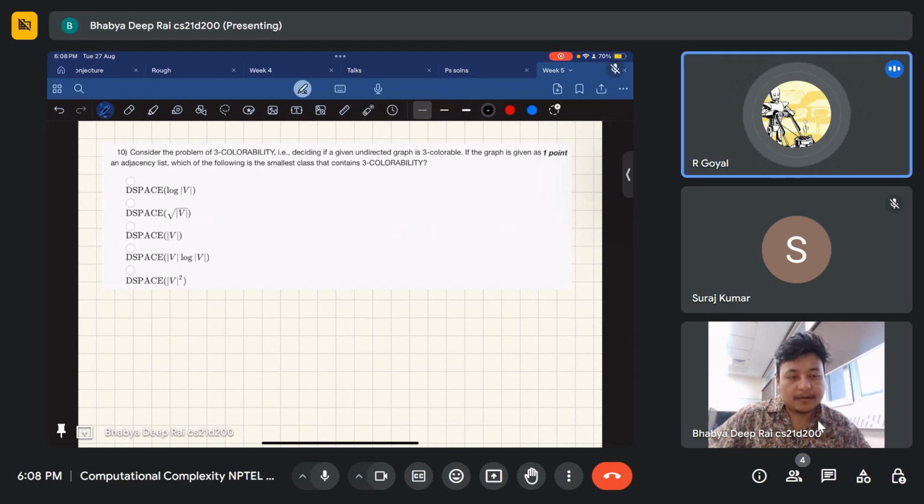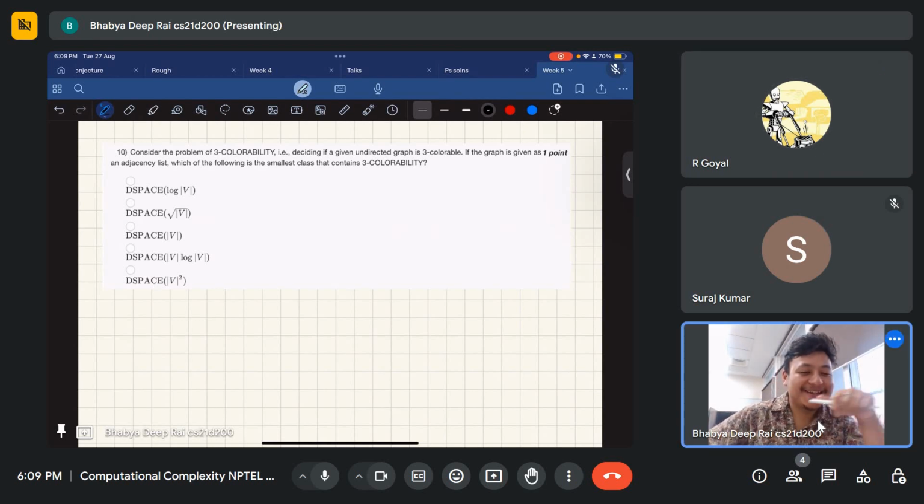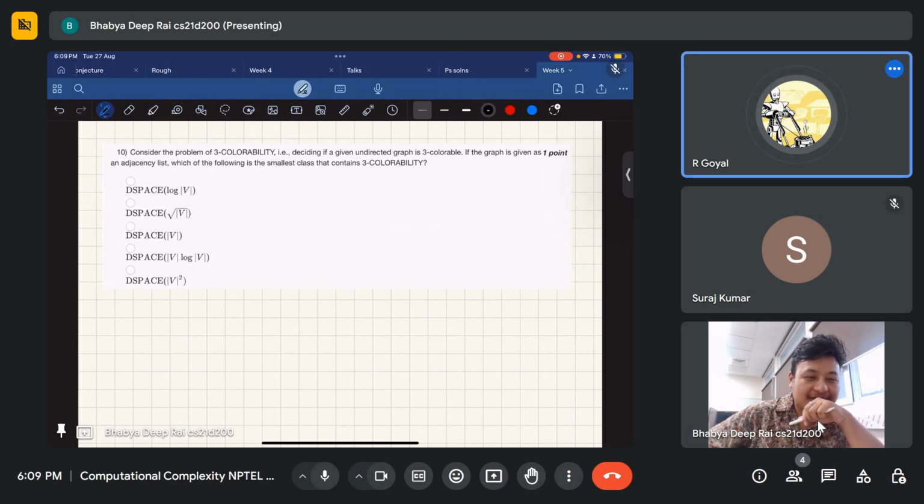So I'll have to check that no two adjacent vertices have the same color. I'll go through the entire set of vertices, and then check the colors of the adjacent vertices, whether the color is the same or not. But who's giving you these colors? Right, so I would be assigning colors.